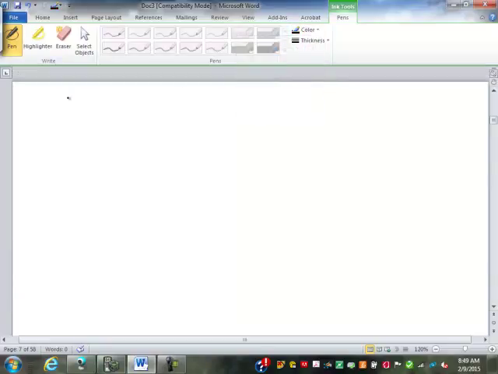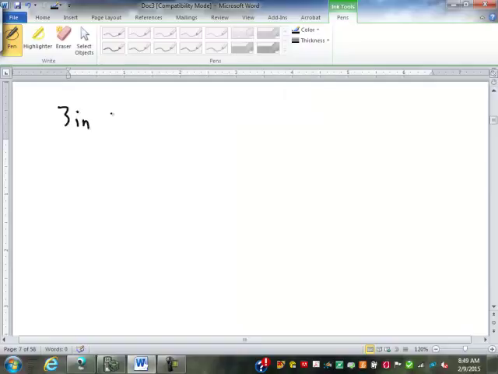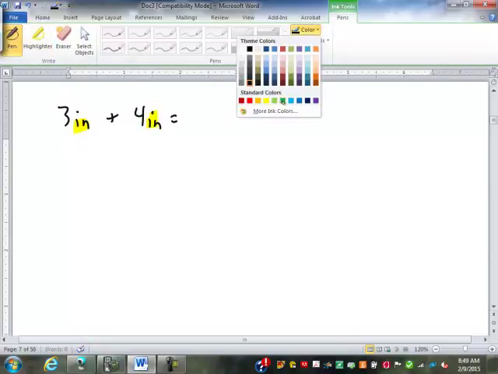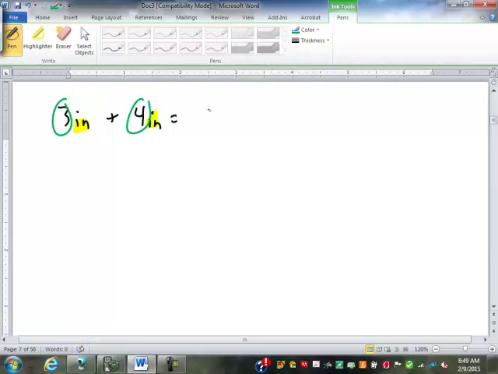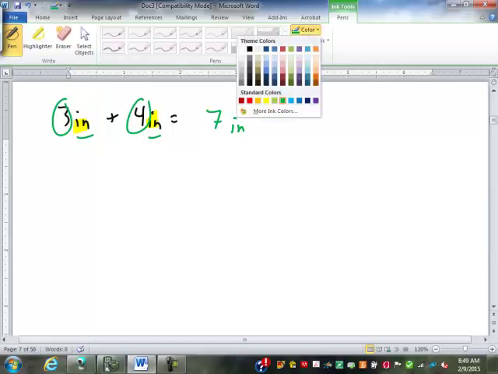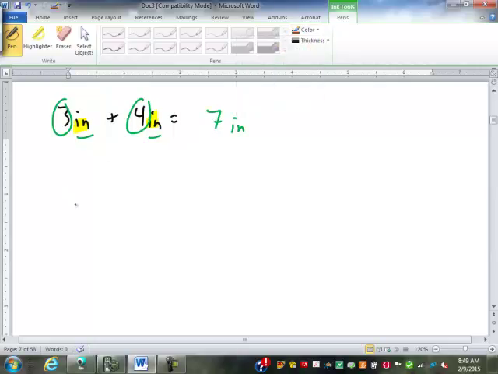If you recall, when we add things like 3 inches plus 4 inches, we have to have the same name. These are both inches. And then when we add, we combine the counts. 3 plus 4 is 7. And we keep that same name of inches. Same thing happens with fractions. In fractions, however, the name is the denominator. This is 1 of something, it's fourths, plus 2 fifths.